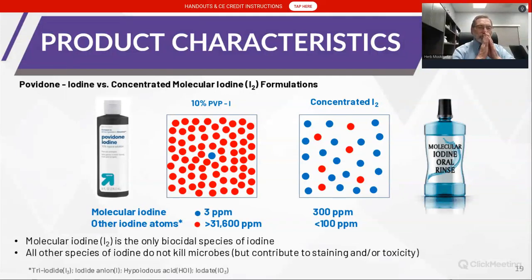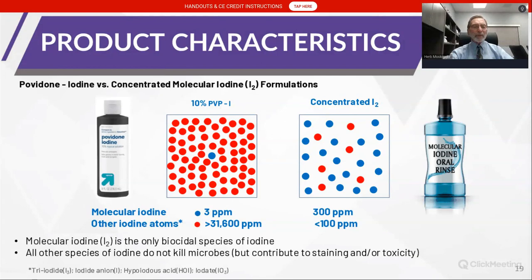Now, this slide characterizes povidone iodine and another antimicrobial rinse containing molecular iodine. The square on the left with all the red circles is a schematic representation of povidone iodine. 10% povidone iodine, the same way you get it from your dental supplier, the same way you get it from your drugstore or your supermarket.